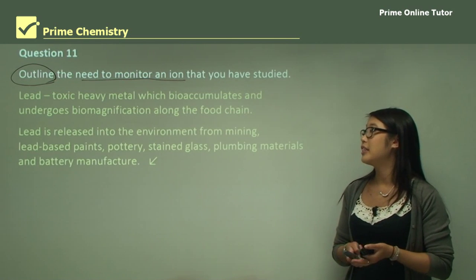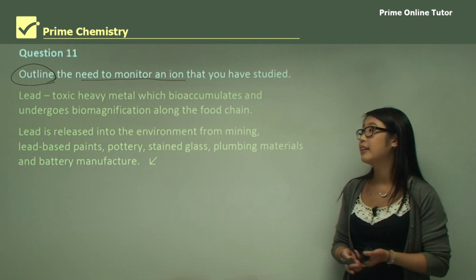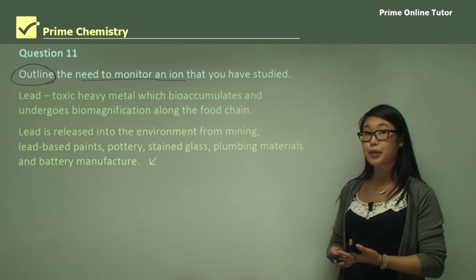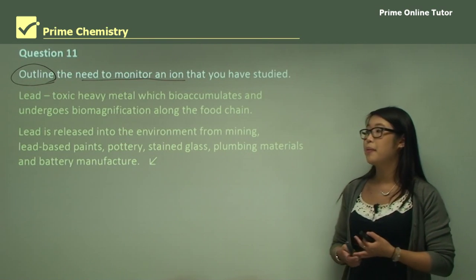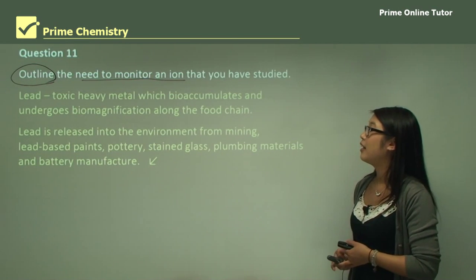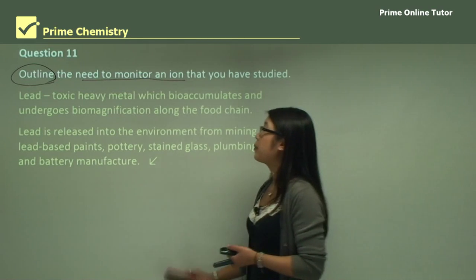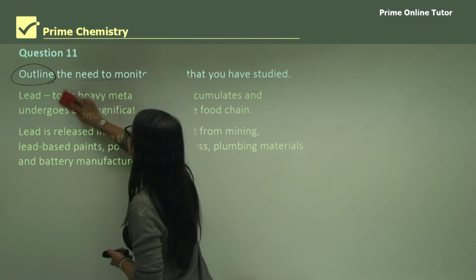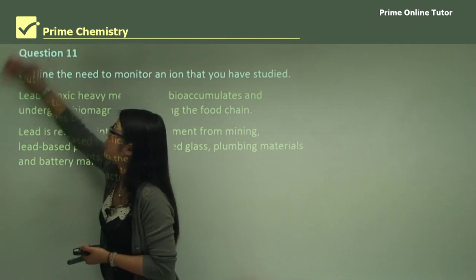Lead is also released into the environment from mining, lead-based paints, pottery, stained glass, plumbing materials, and battery manufacture. So pretty much we need to make sure we monitor lead ions to make sure we don't get toxicity in our system.